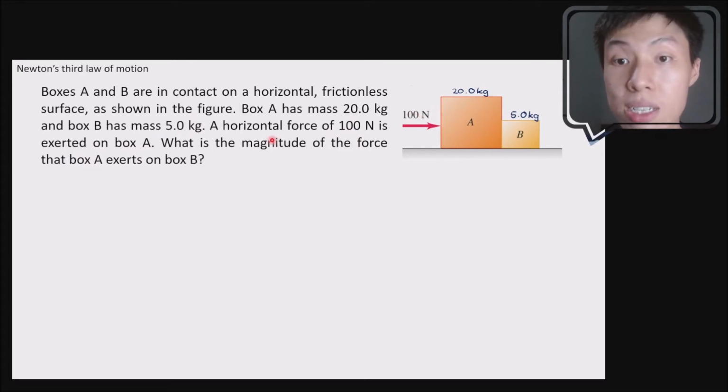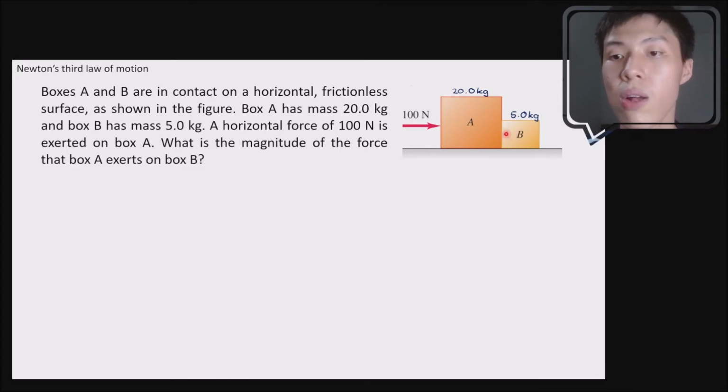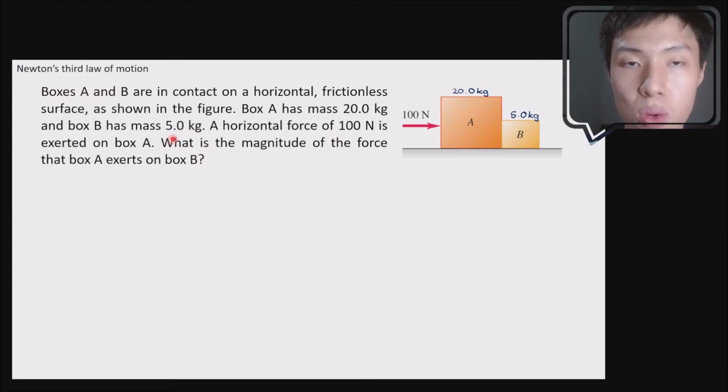Now they ask, what is the magnitude of the force that box A exerts on box B? So box B will be experiencing the force, and that force will be exerted by box A. So we should expect something that we want to determine over here. So let's not focus too much on what they are asking. Let's focus more on trying to understand the situation.